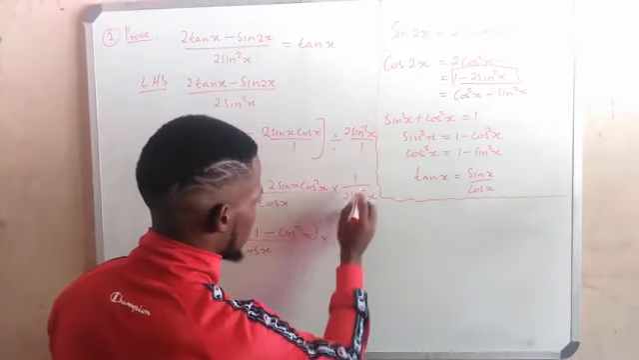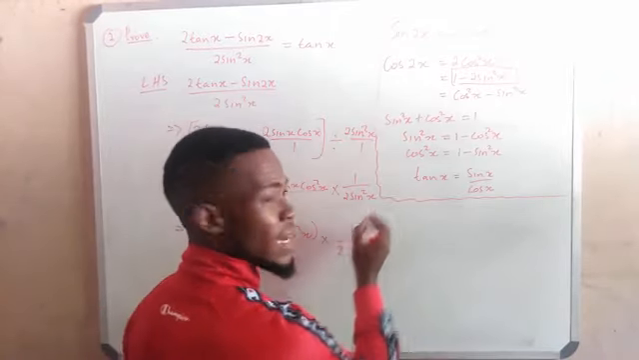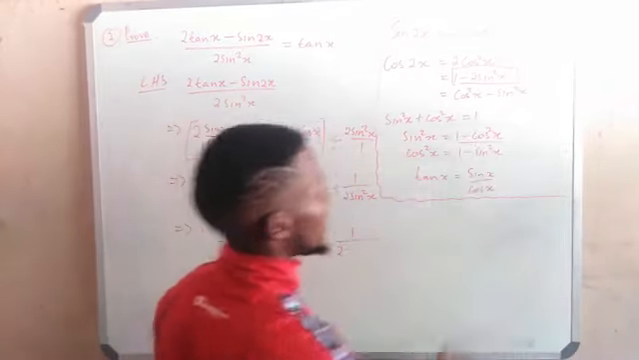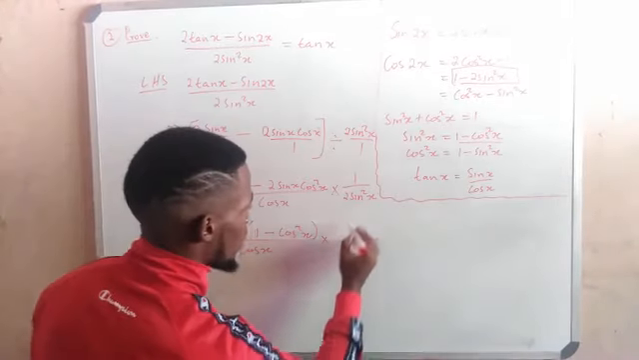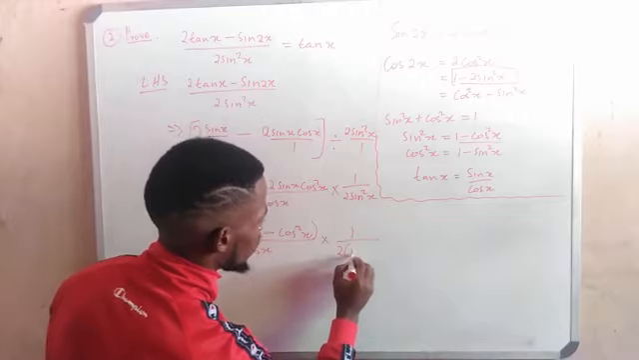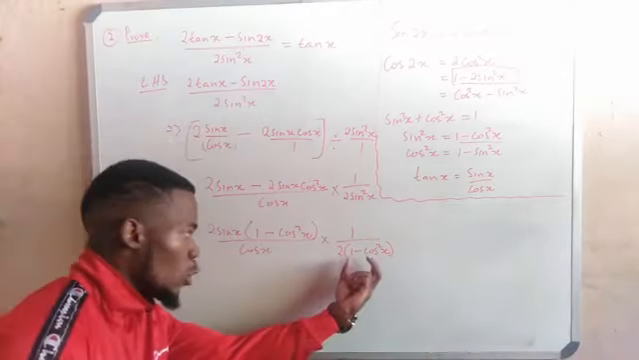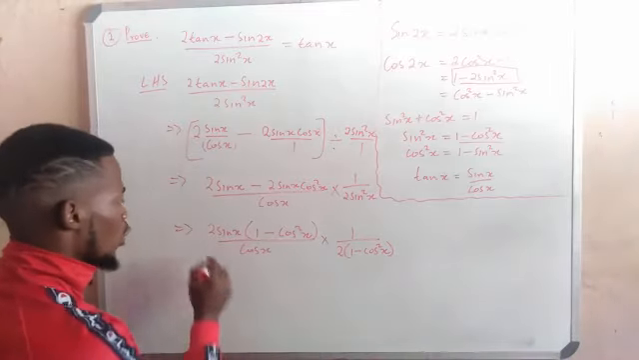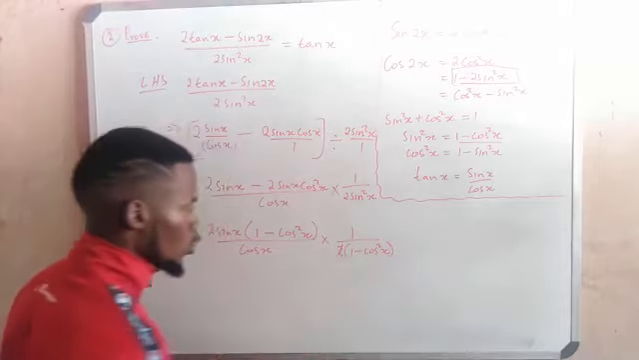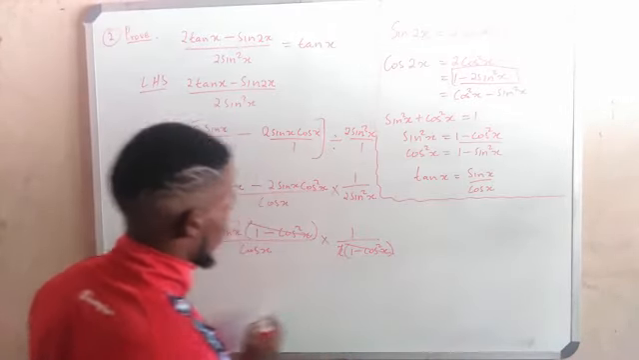Now, this is multiplied by 1 over 2 sine squared x. Remember now, sine squared x can be written as 1 minus cos squared x. So when you see sine squared x, you can just substitute 1 minus cos squared x. Why do we change this to that? So that it can cancel this one to work in our favor. So we have 2, we'll cancel 2 there. Then 1 minus cos squared x will cancel 1 minus cos squared x.